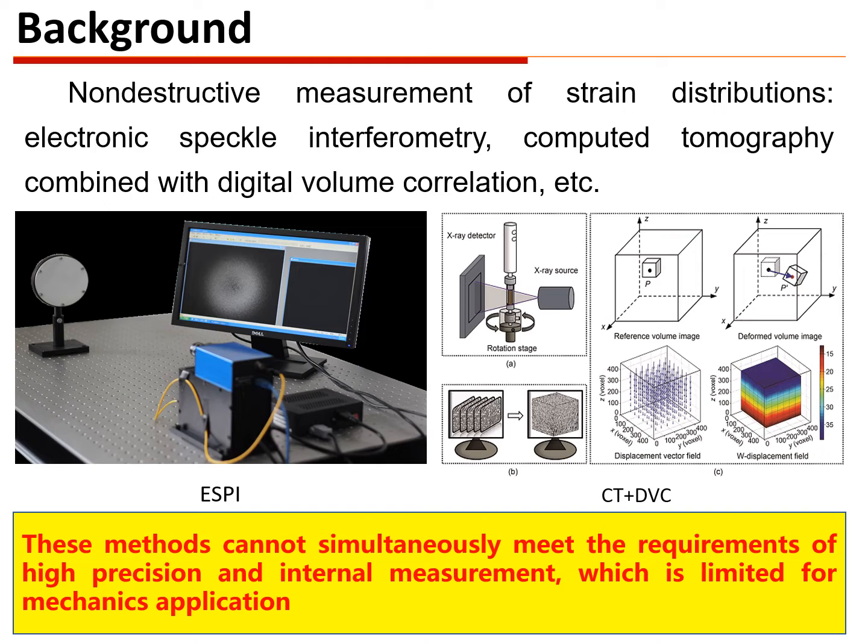At this moment, the popular stream measurement methods include electronic speckle interferometry, and computed tomography combined with digital volume correlation. Unfortunately, the electronic speckle interferometry is only suitable for measuring the material surface. Although the CT can measure the internal stream distributions, the sensitivity is pretty low. Overall, these methods cannot simultaneously meet the requirements of high precision and internal measurement, which is very limiting for mechanics applications.